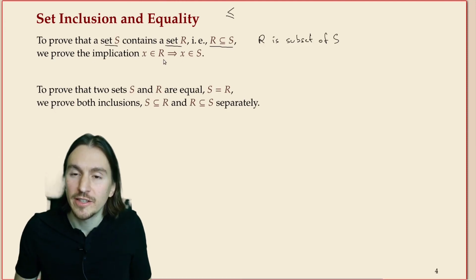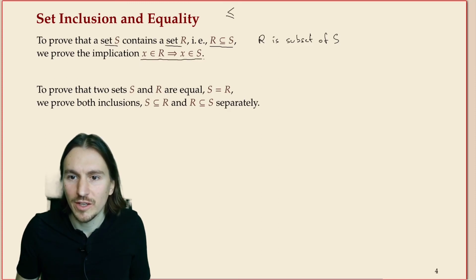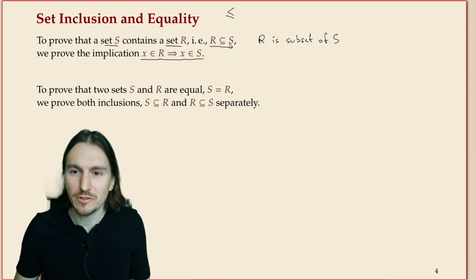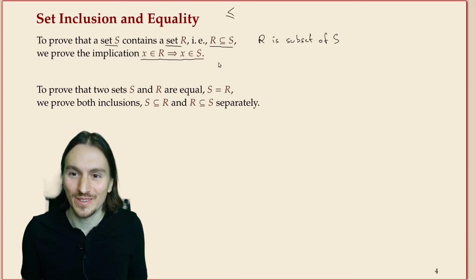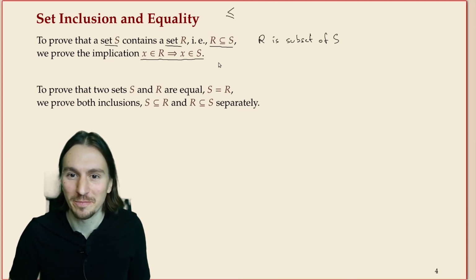And in logical terms, it means you show this implication. Whenever you have an element in R, that same element is also in S. So instead of arguing about sets, what you really have to do is prove an implication. And we've just seen how to do that. Scroll a couple of slides back and use one of the techniques from there.